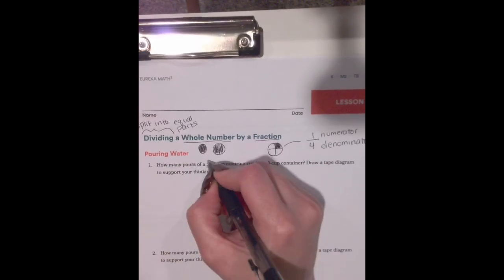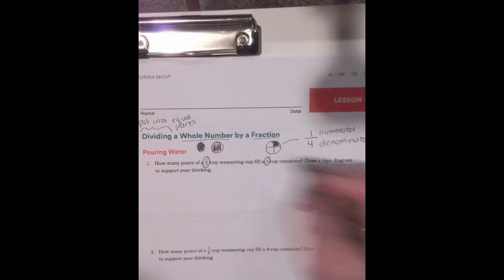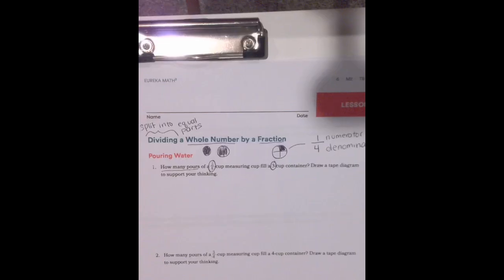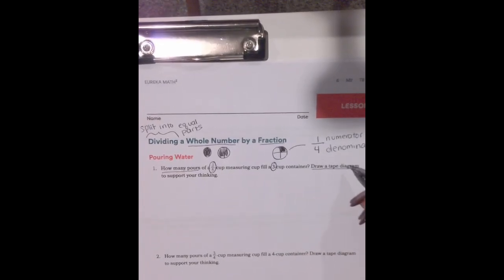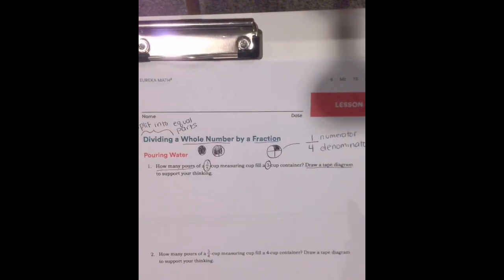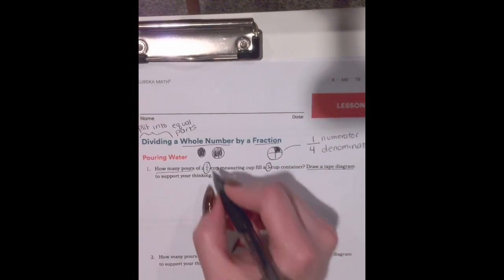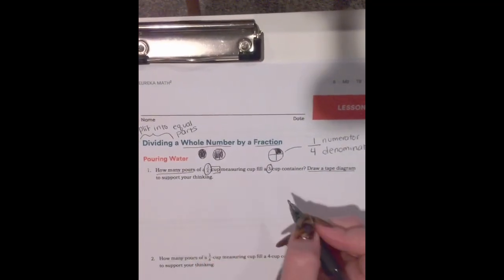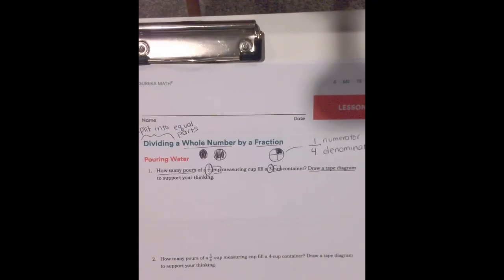So we read it once. Now we want to annotate it. I'm going to circle our numbers. We have 3/5 and 3. The question is, how many pours will it take, and to draw a tape diagram. I know this isn't a question, but it does tell us how they would like us to show our work. Now we need to box in keywords. So I'm going to box in the word cup for 3/5 of a cup, and then 3-cup container.